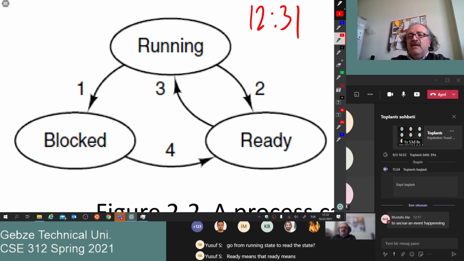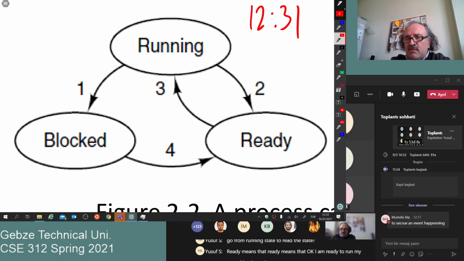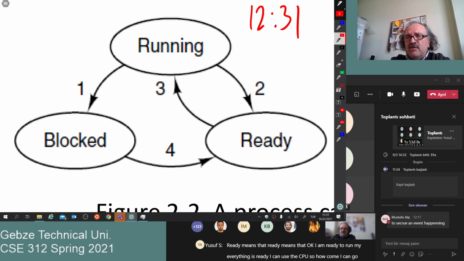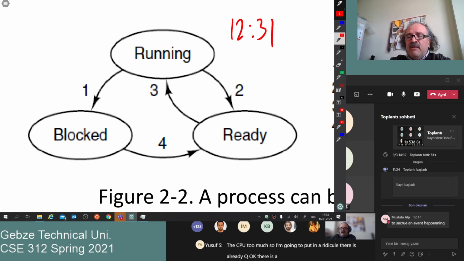Ready means that I am ready to run. Everything is ready, I can use the CPU. So how come I can go from running to ready? Timer interrupts. Maybe a timer interrupt happened. When the timer interrupt happened, the operating system said that this process has used the CPU too much, so I am going to put it in a ready queue. I will let some other process use the CPU now. So that's number two.